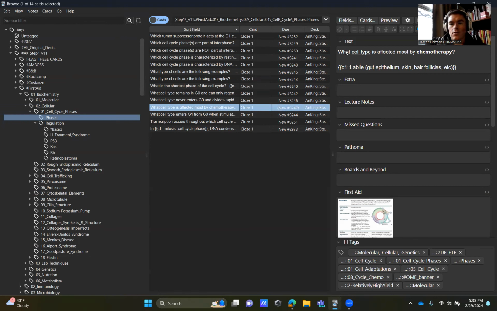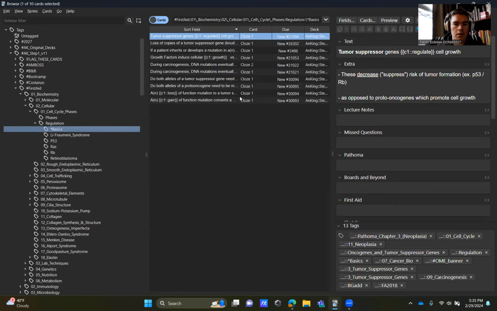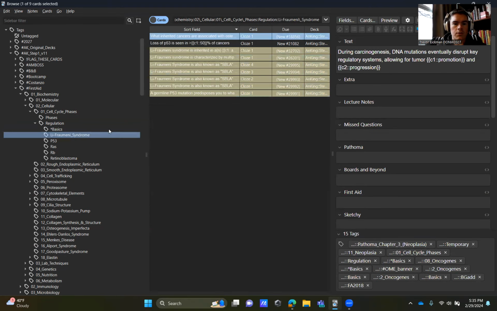So cancer targets rapidly dividing cells, so that's why I didn't activate this card. But if you want to, go for it. They want to go into regulation here. Basics, you want to grab all of those.